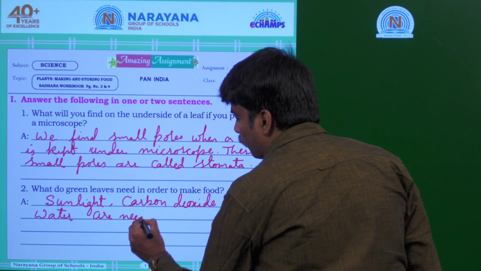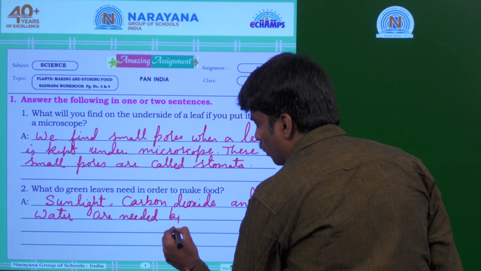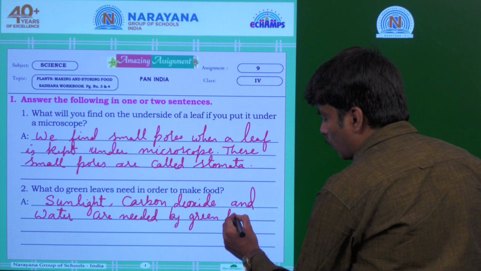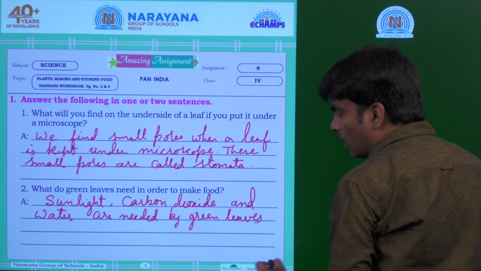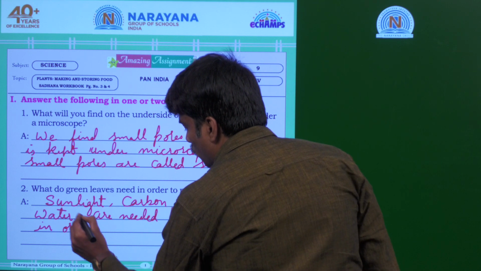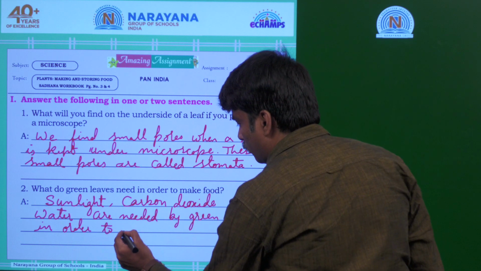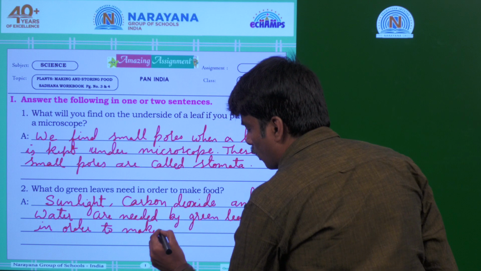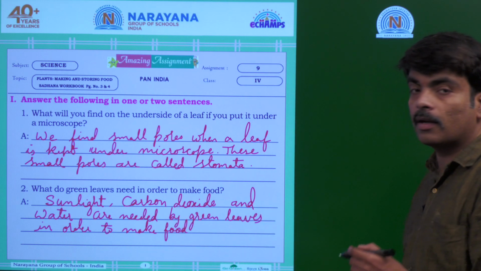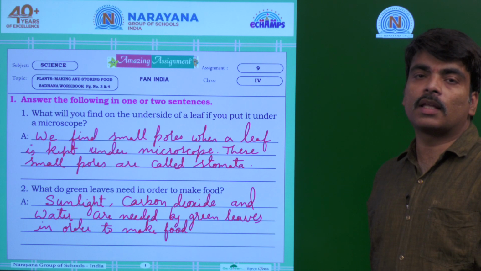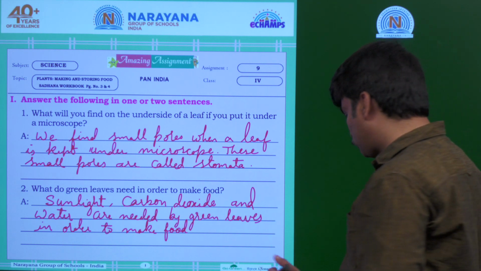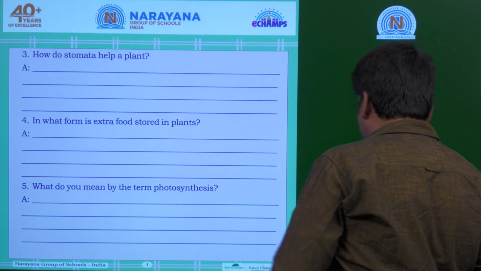Sunlight, carbon dioxide and water are needed by green leaves in order to make food. So sunlight, carbon dioxide and water, these are the essential things required by the green leaves to make their own food. Moving on to the next question.